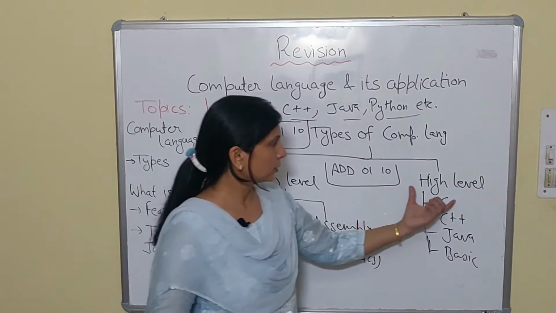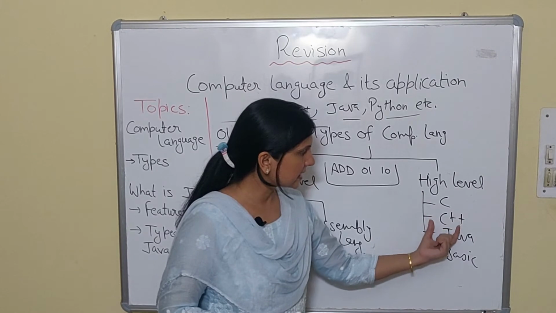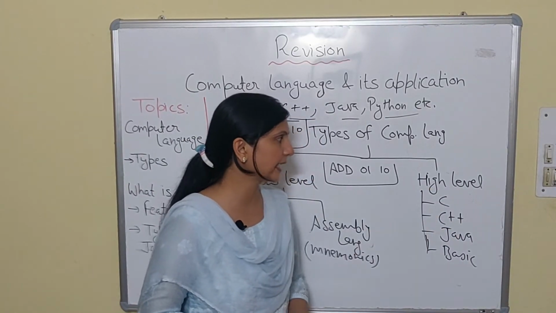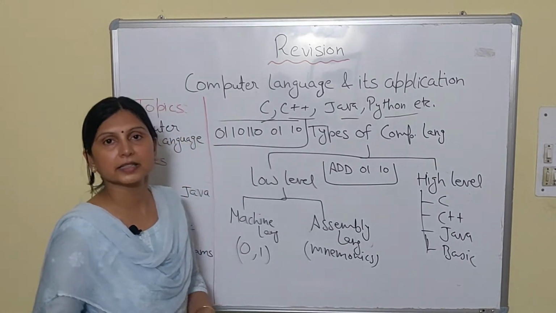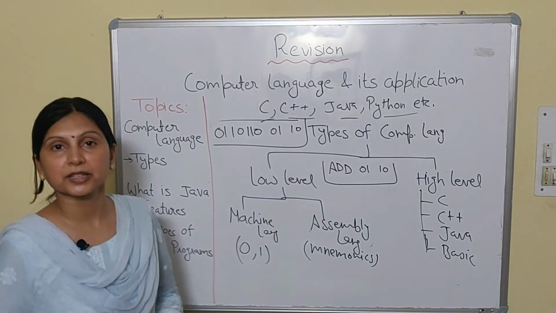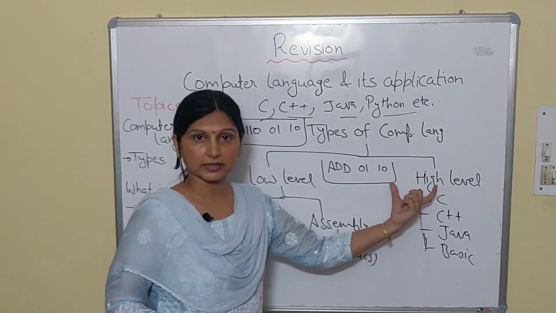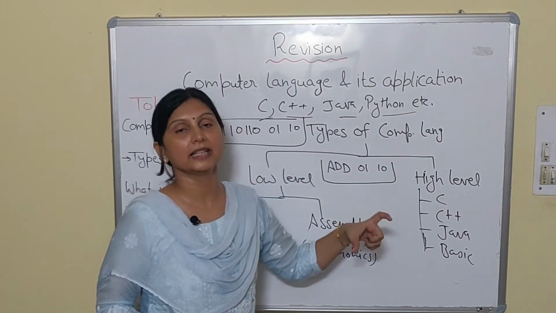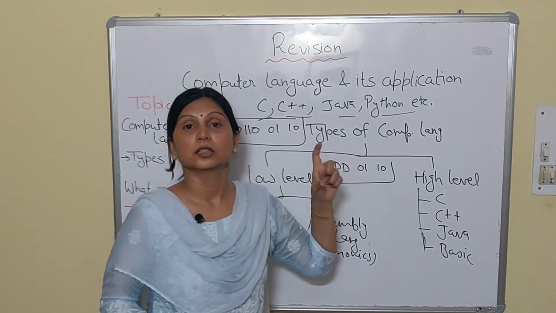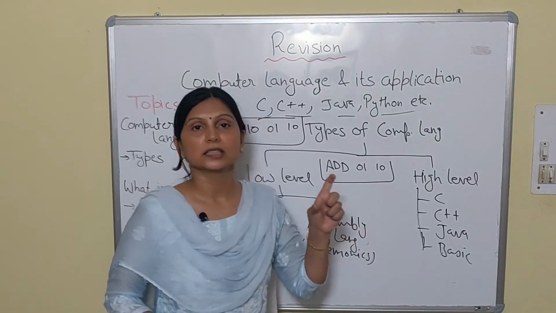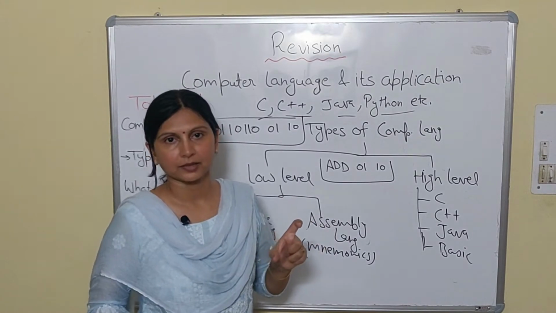Fine. So these are the examples: C, C++, Java, Basic. These are the examples of high level language. And compiler, interpreter. What is the difference between compiler and interpreter? Both are translators. Fine. Then what is the difference? Compiler converts the whole program at once, and interpreter converts line by line.